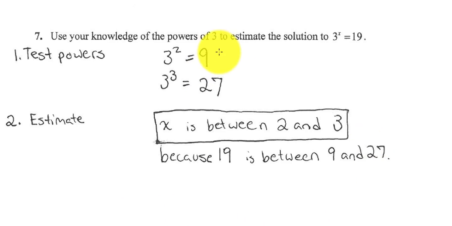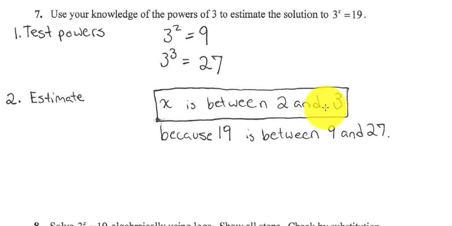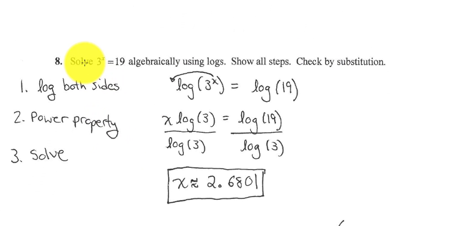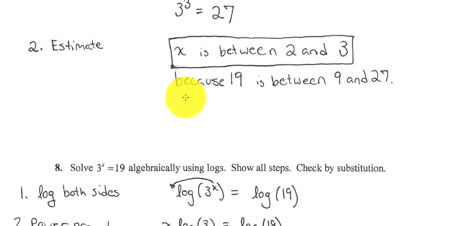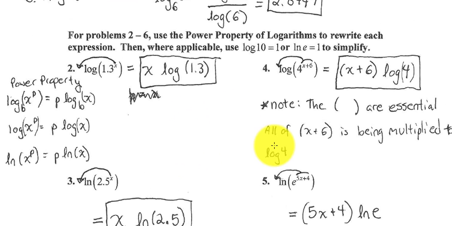Now we can check this same problem algebraically, right? So we know our answer is x is somewhere between 2 and 3. Let's get the exact answer. All right, so if we take the log of both sides of the equal sign, right? So log of 3 to the x equals log 19. We can rewrite the left side of our expression using properties of logs. Remember, if I have a log base 10 of 3 to the x, I could take the x and put it in front, just like we did with problems 2 through 6. We took the exponent and put it in front.